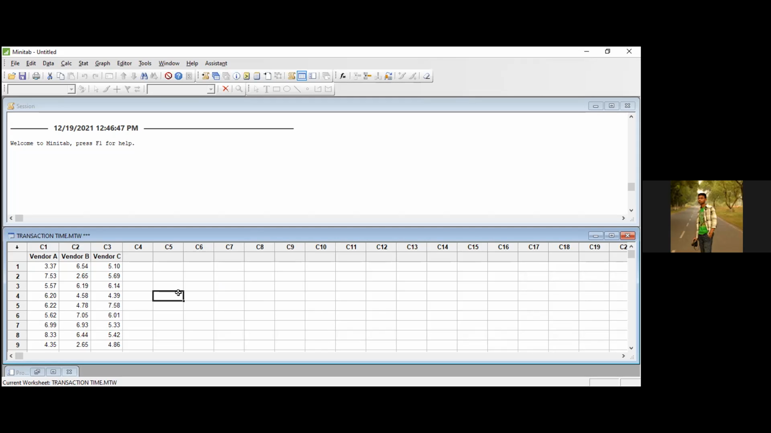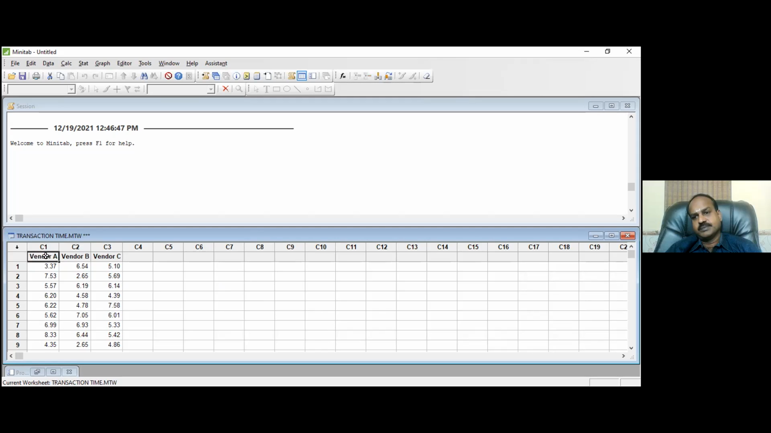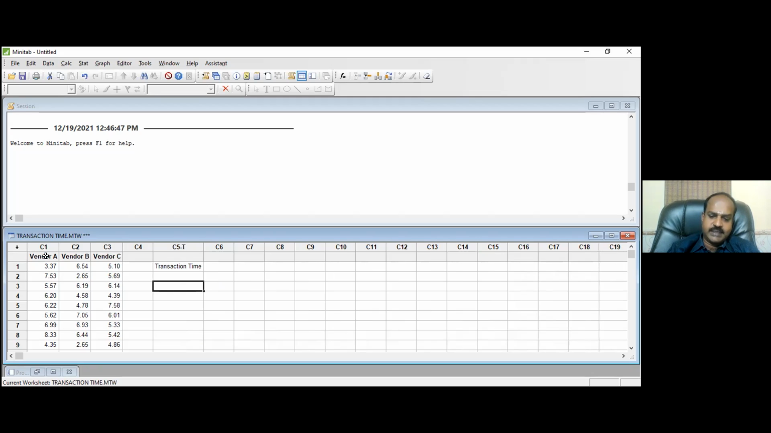Do you all see my screen, the Meetup screen? Yes, sir. Vendor A, vendor B, vendor C. There are three vendors who are supplying something. And the data under vendor A, vendor B, vendor C are nothing but transaction time. Now tell me, is transaction time continuous data or discrete data? Continuous data, very good. And your boss is telling you, finalize only one vendor. The company wants to work with a vendor who has a lower transaction time so that my deliveries can happen on time.